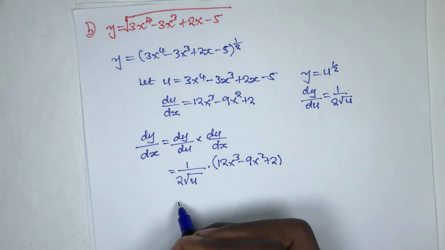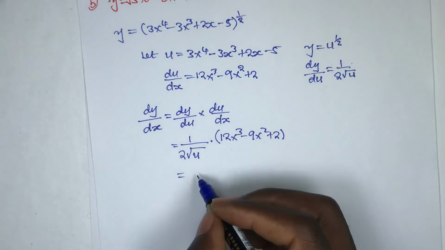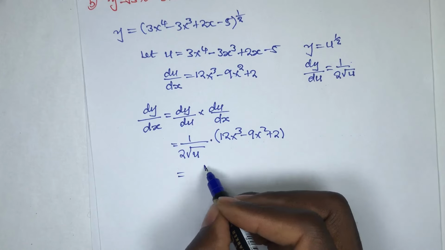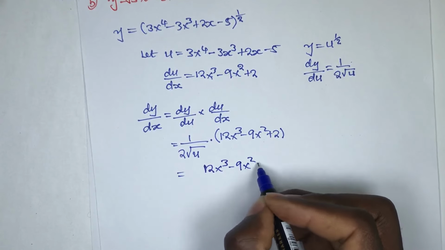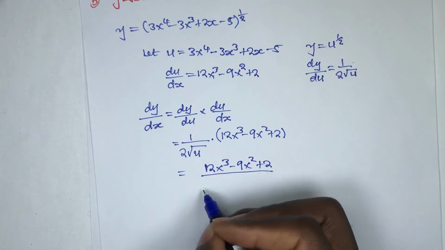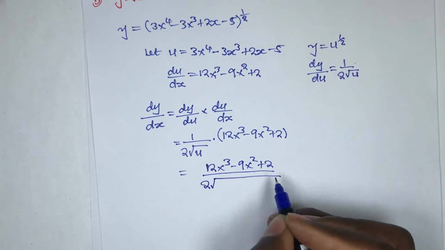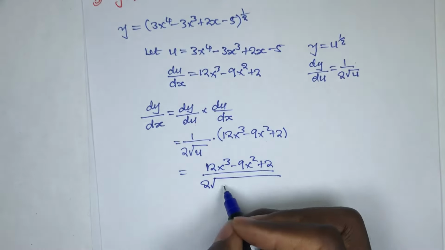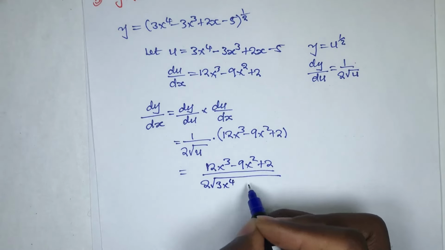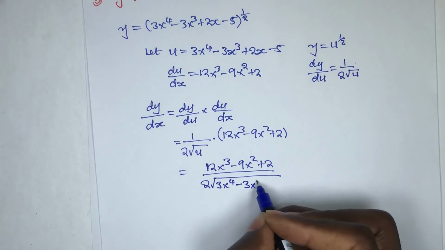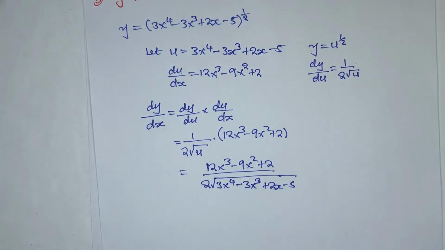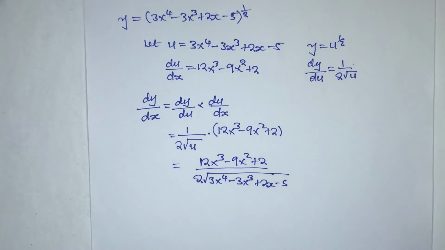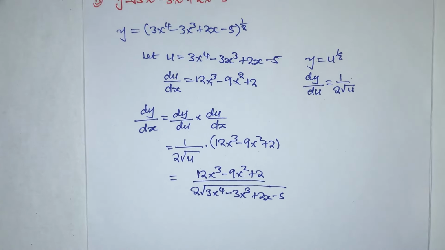So now this is just equal to 12x to the power 3 minus 9x squared plus 2 divided by 2 the root of, where there's u now, we make this substitution. So we put the function there, 3x to the power 4 minus 3x to the power 3 plus 2x minus 5 like this. So this becomes our solution to that question. Okay, so let's look at another question that is similar to this one.